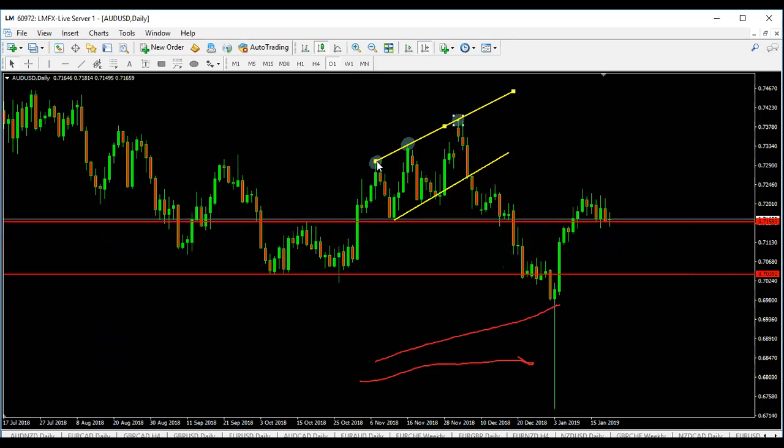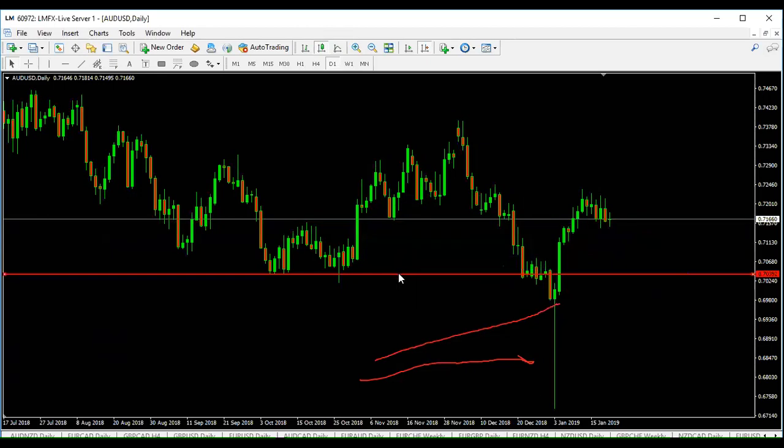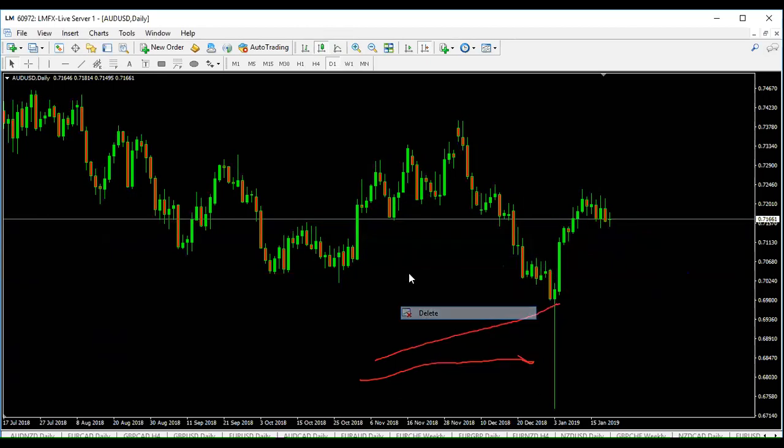Before I move forward to showing you a couple of my favorite basic Forex patterns, go ahead and type in the chat if you have any questions about support and resistance, whether it be horizontal or the angled trend line support and resistance channels, before I move on at all.